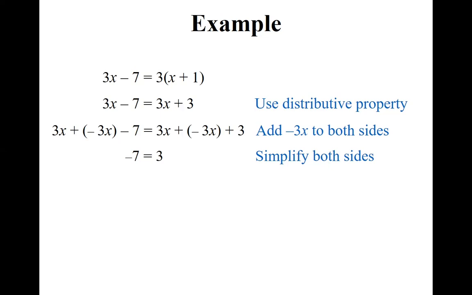3x minus 3x is 0 on both sides. 0 minus 7 is negative 7. 0 plus 3 is 3. Our equality now really does say negative 7 equals 3. This does not mean x equals negative 7. This does not mean x equals 3. It literally means negative 7 equals 3. And hopefully you push back on that and you go, but hey, negative 7 does not equal 3. You can't convince me of that.